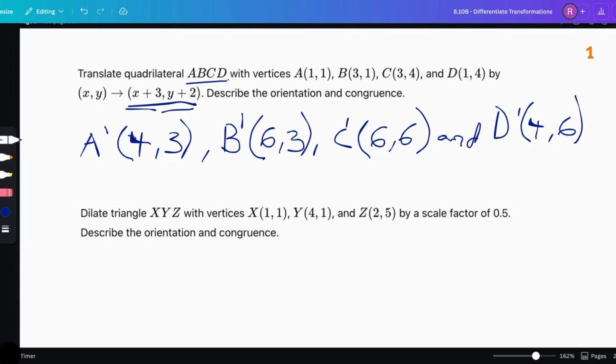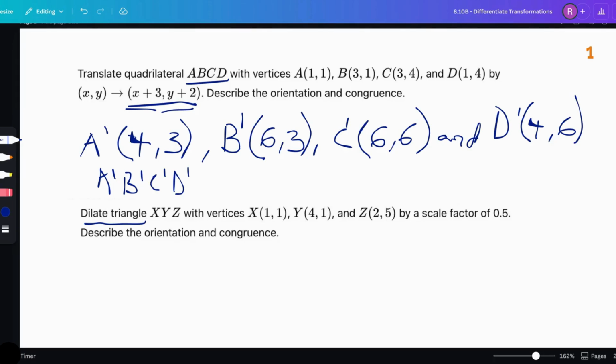The quadrilateral ABCD will become quadrilateral A prime, B prime, C prime, and D prime. So that is how to translate. Now let's look at this. This one says dilate. When you are dilating, we multiply both x and y by the same scale factor. So now we are to dilate these vertices by a scale factor of 0.5.